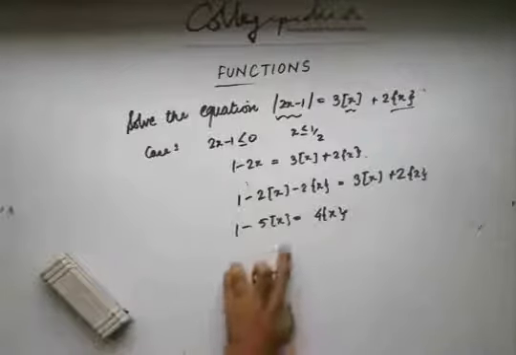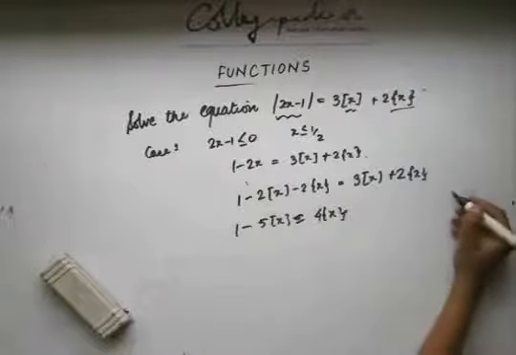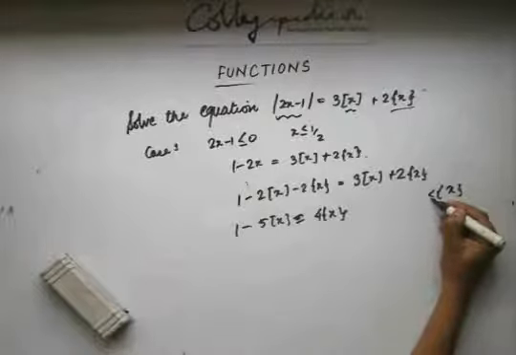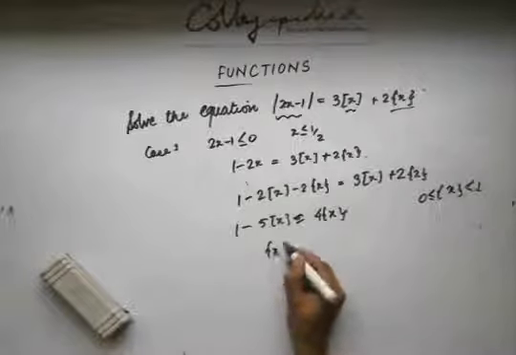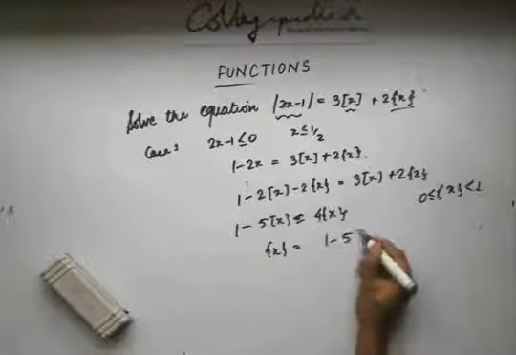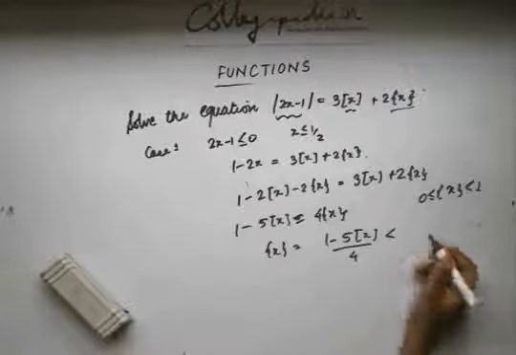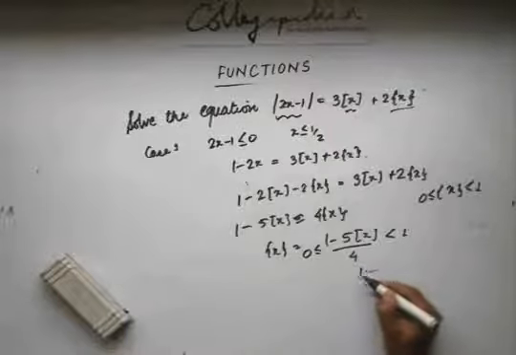Now how do we solve this question? We have a box function on one side and the fractional part function on the other side. You know that there is a very important condition regarding the fractional part. We know that the fractional part of x should lie between 0 and 1. In this case, what is the fractional part of x? It is 1 minus 5 times box of x, over 4. So this should lie between 0 and 1.